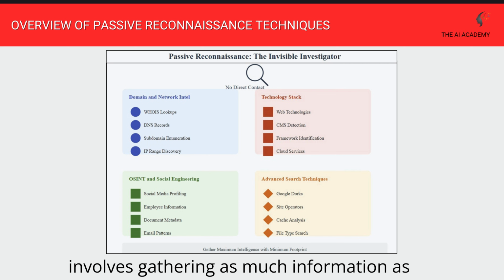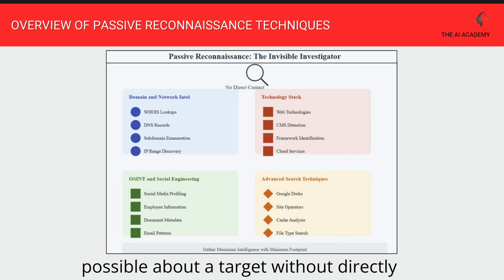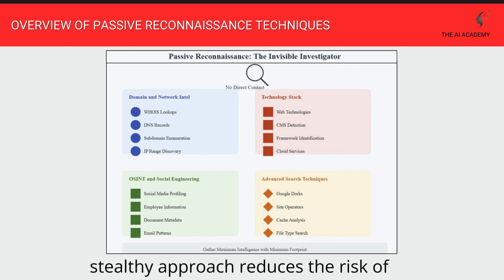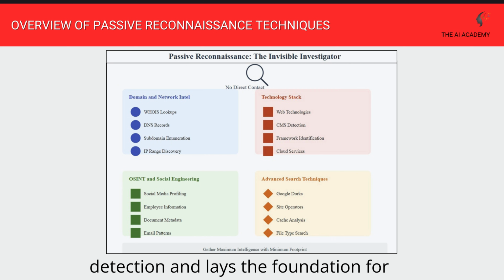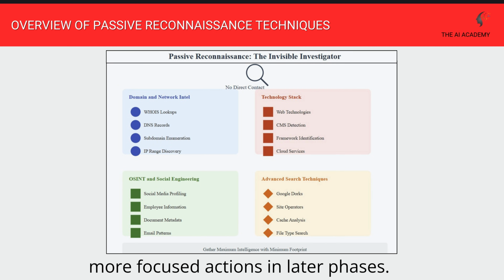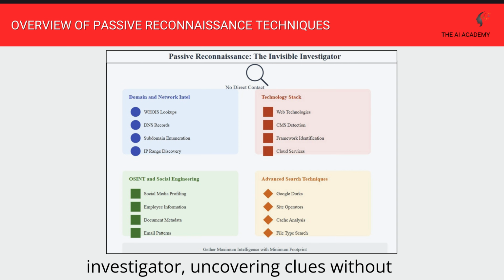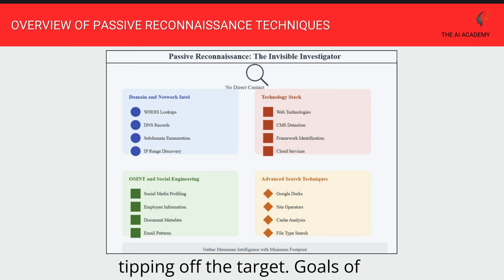It involves gathering as much information as possible about a target without directly interacting with their systems. This stealthy approach reduces the risk of detection and lays the foundation for more focused actions in later phases. Think of it as being an invisible investigator, uncovering clues without tipping off the target.